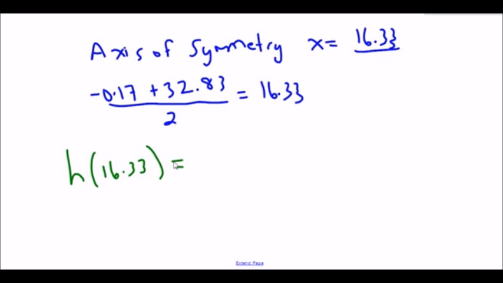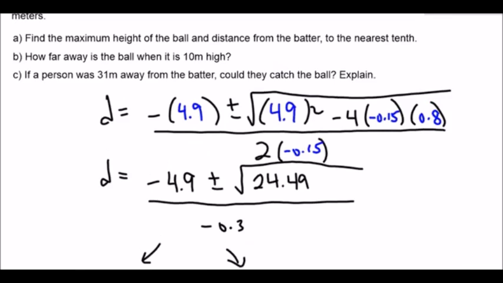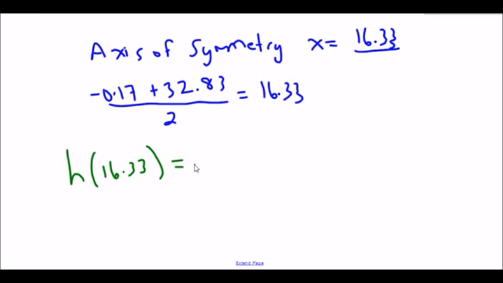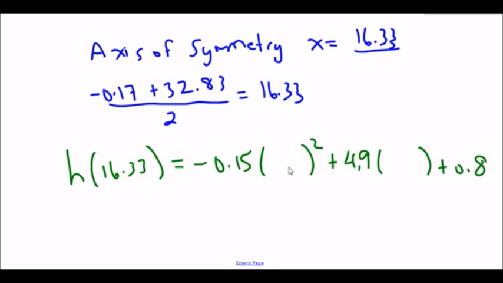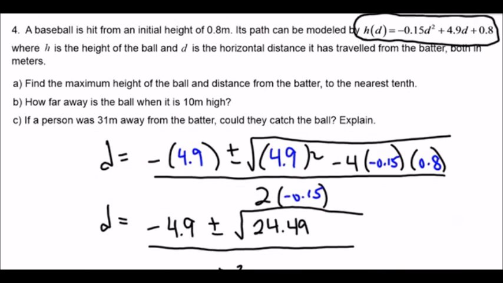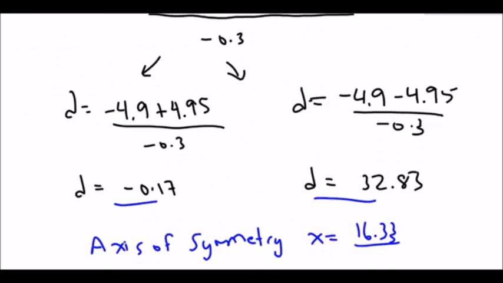And so the equation was negative 0.15d squared plus 4.9d plus 0.8, and d was 16.33. So if I calculate all that out, I get a value of 40.8 meters. And I think that was all I needed to do, right? Find the maximum height of the ball and the distance from the batter.